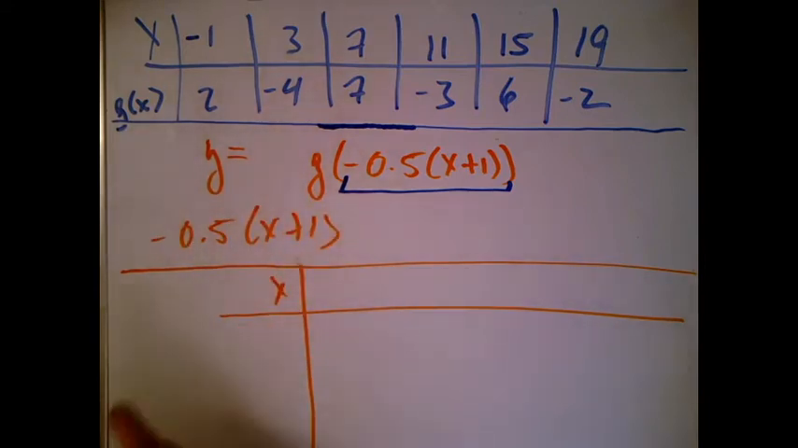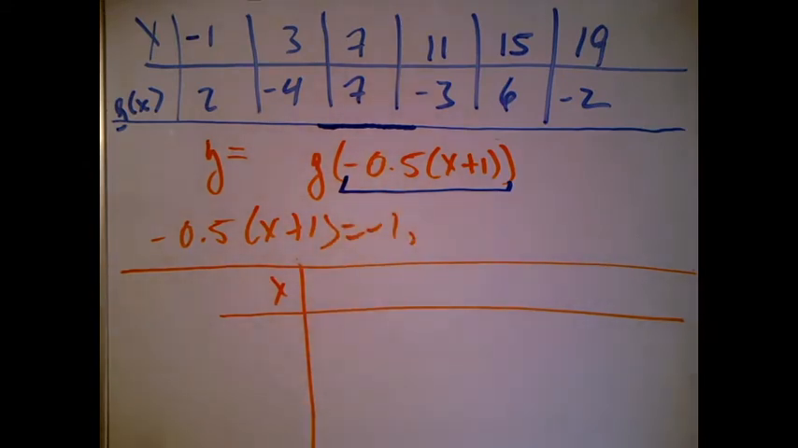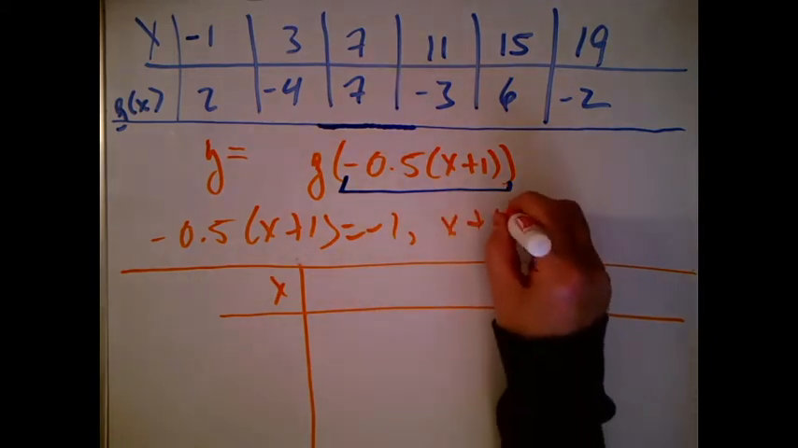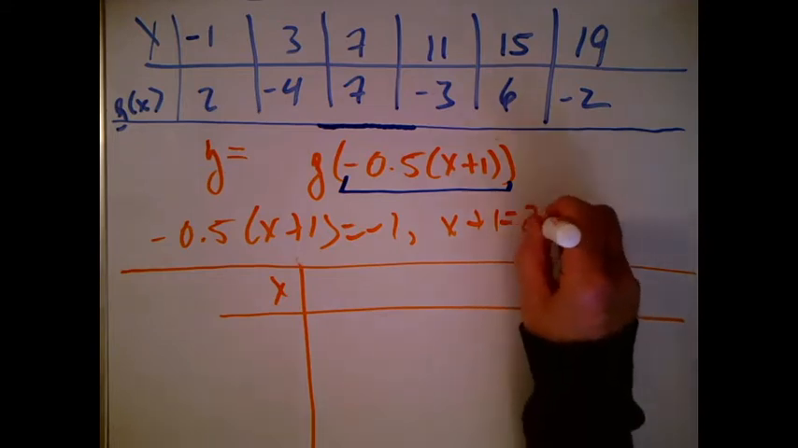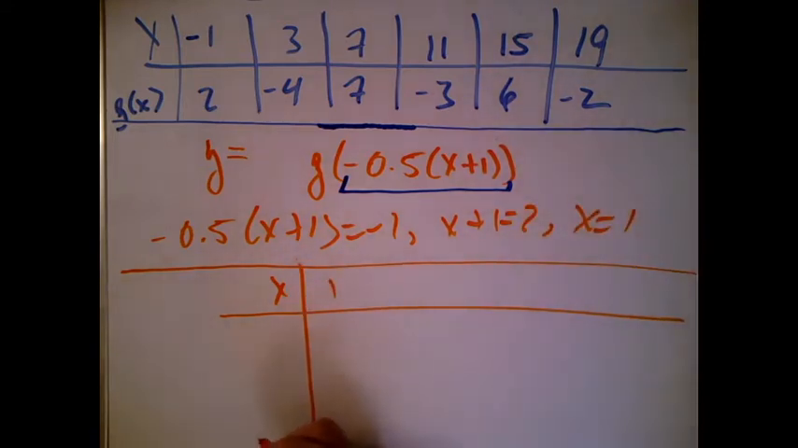And as long as that's equal to one of these numbers, we can plug into the function. So I'm going to set this equal to -1. I'm going to solve that by multiplying both sides by -2. So I'm going to get x plus 1 equals 2, or that x equals 1. And so that's going to give us our first number right there.